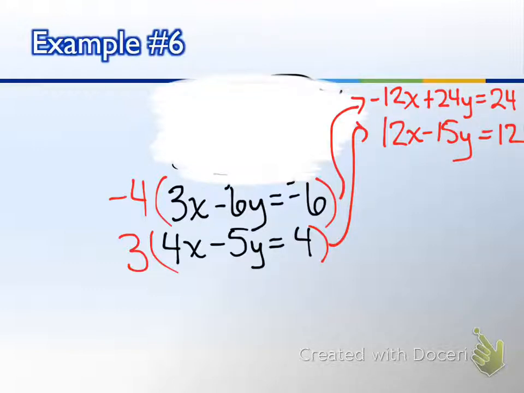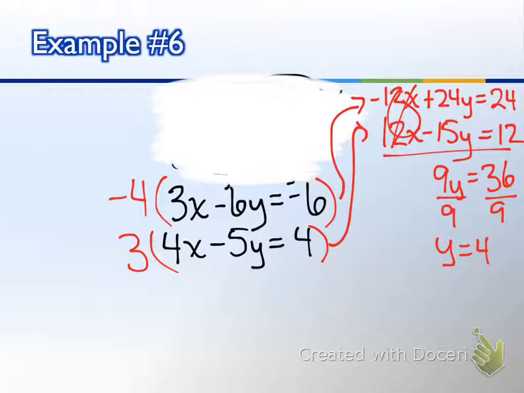What happens with our x's? They cancel out, they go to 0. 24y minus 15y is 9y. 24 plus 12, oh wait, negative 24 plus 12 is 36. Watch your signs. To get y by itself, divide by 9. y equals 4. Wonderful.